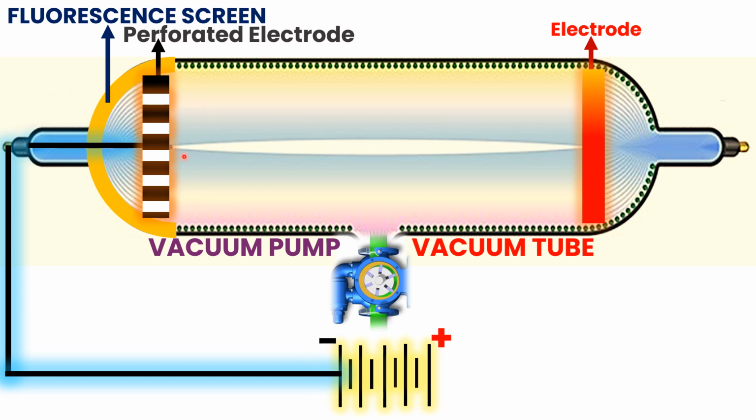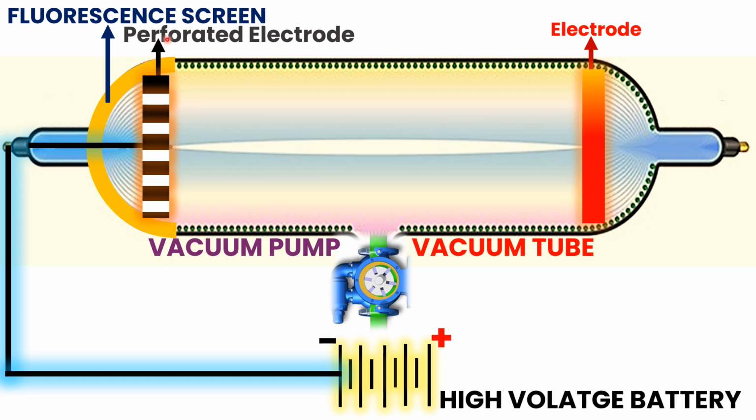is known as a cathode. So Goldstein connected the perforated electrode with the negative terminal of the battery, and he gave this electrode the name perforated cathode. Basically, a cathode is an electrode which has a negative charge on it. So when the negative terminal of the battery is connected with a cathode, negative charges will be produced on the cathode.